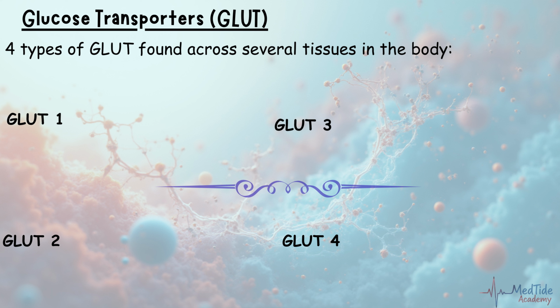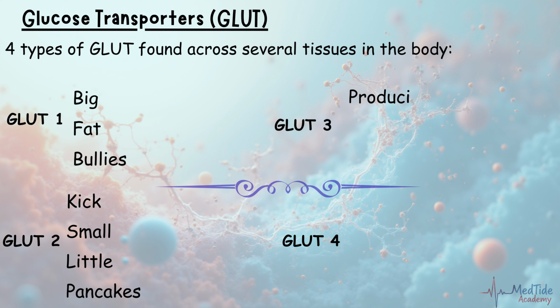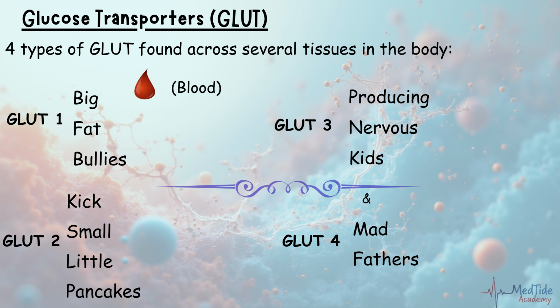There is a mnemonic for you to remember the locations of these glucose transporters. This mnemonic is: big fat bullies kick, small little pancreas, producing nervous kids and mad fathers. So where do you find each of these transporters? For GLUT1, the B stands for blood, specifically the red blood cell. The F stands for fetus, while the B in bullies stands for the blood-brain barrier.